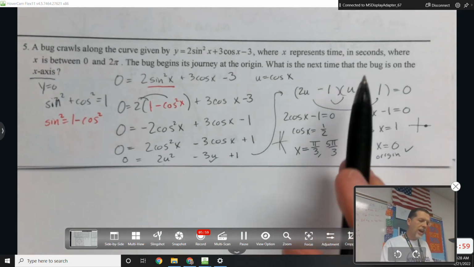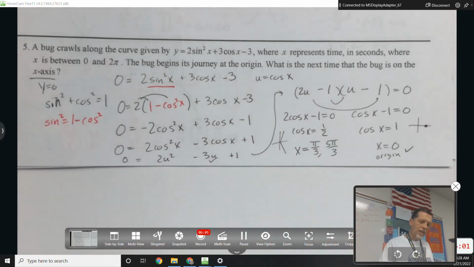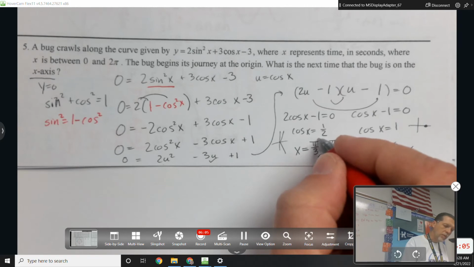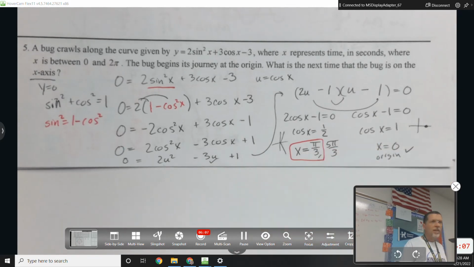What is the next time that the bug is on the x-axis? Well, the next time would be at pi over 3, because that's the next time in order. So at pi over 3 seconds, we'd be back at the origin on the x-axis.